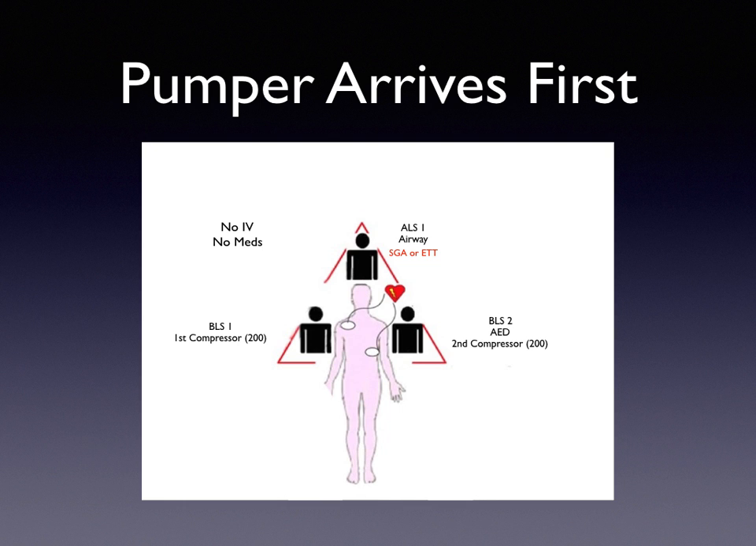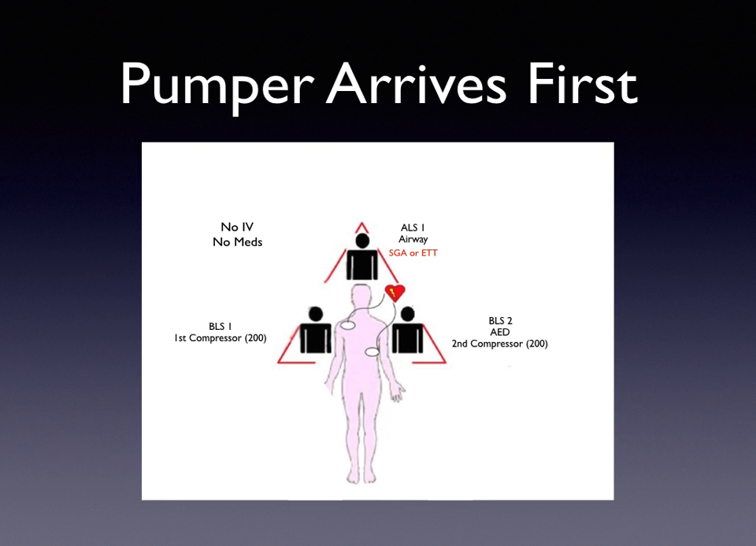So when the pumper arrives first, you'll see that the crew will arrange themselves around the patient in this configuration, kind of a triangle configuration. The first guy who we saw get off the truck, rescuer 1, will assume what is noted there as the BLS-1 position. This does not have to be a paramedic. This could be a first responder or EMT, depending upon how you staff your pumper. This person is our first compressor. They will immediately begin CPR with the goal of doing 2 minutes of CPR or 200 chest compressions.